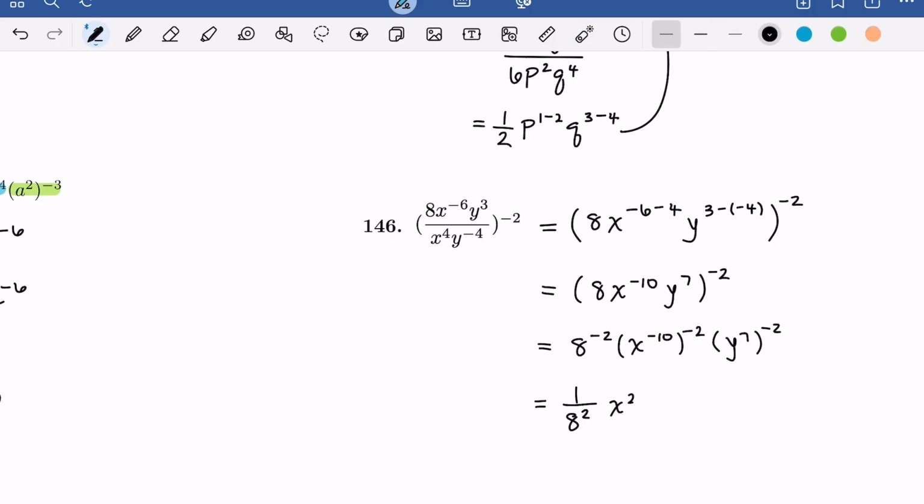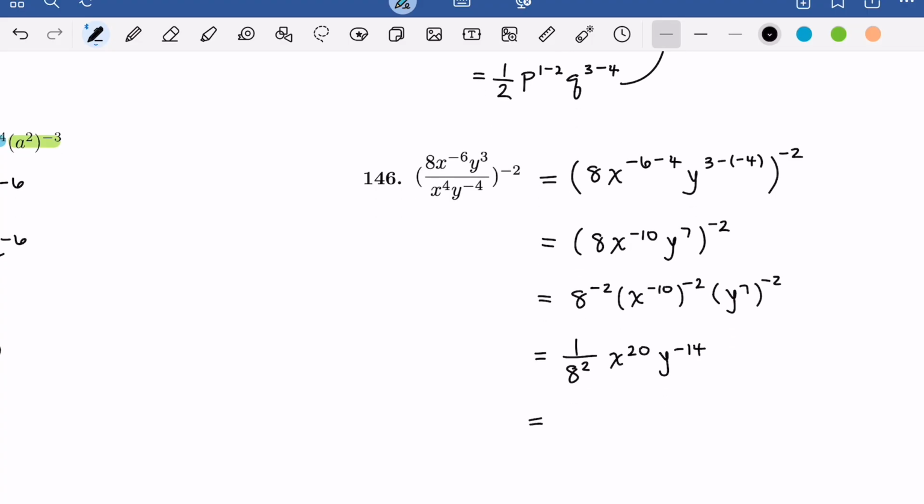So this is going to give us a positive 20. And then for our y here, this is going to be y raised to the 7 times negative 2. So this is going to give us negative 14. All right, let's keep simplifying this.